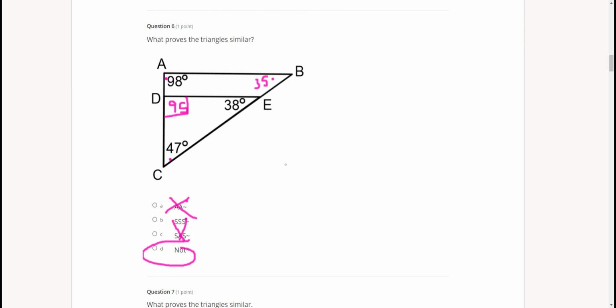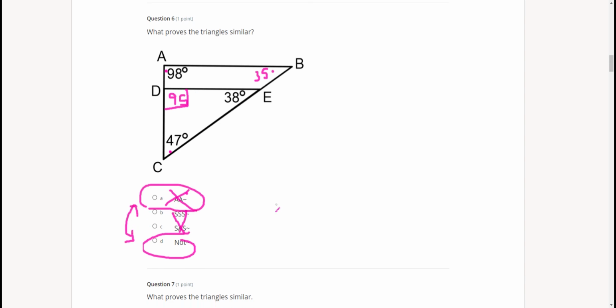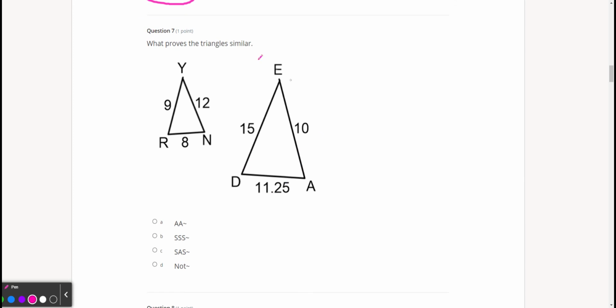How would you know if it's side, side, side? So this one doesn't have any sides on it. The only thing it can be is either angle, angle, or not similar. In this one, the only thing it can be is side, side, side, or not similar, because that's all I'm given is sides. But this one would be not similar, right? I don't know. So we need to do 8, 9, 12.